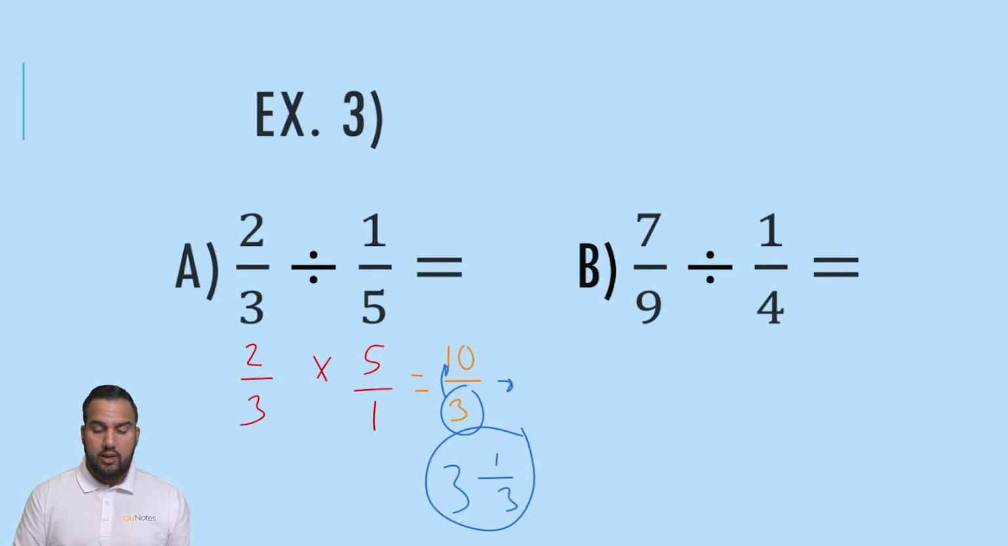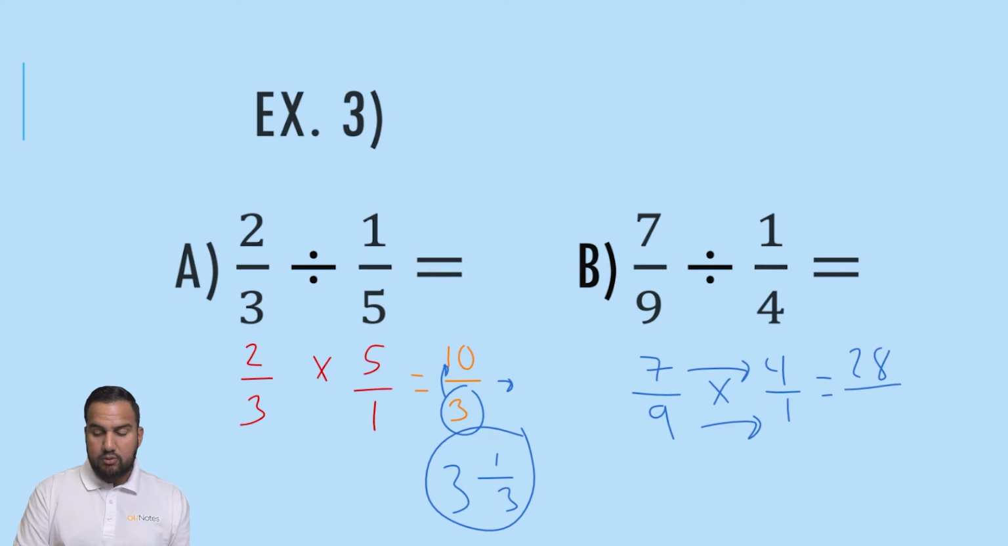Okay, next one, B. I can't divide, so I'm going to keep, change, flip. Now ask yourself, can you simplify? You can't, so multiply across. 4 times 7 is 28 over 9 times 1, which is 9. This is an improper fraction, so what am I going to do? I'm going to rework it.